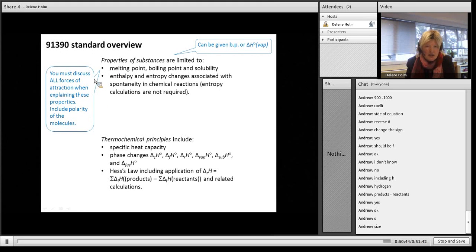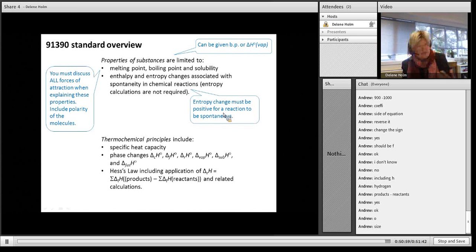And remember, you can be given boiling point or the vaporization energy when you have to explain the different types of intermolecular forces. And then remember, always state that the entropy change must be positive for a reaction to be spontaneous. That's a standard statement to give you an Achieved level for that question. And then you can build on from that.